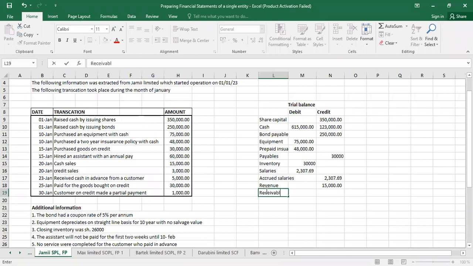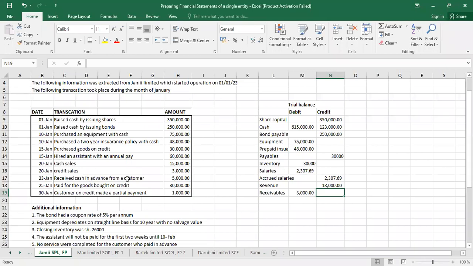Isn't it accounts receivable? It affects accounts receivable. So accounts receivable will increase, isn't it? So we'll debit our accounts receivable. What account will we credit? The revenue, isn't it? The service revenue account. So I'll add the 3,000, isn't it? We move on.